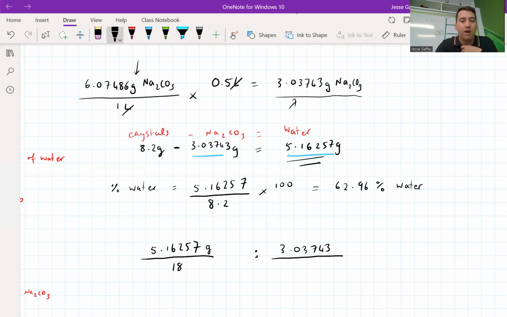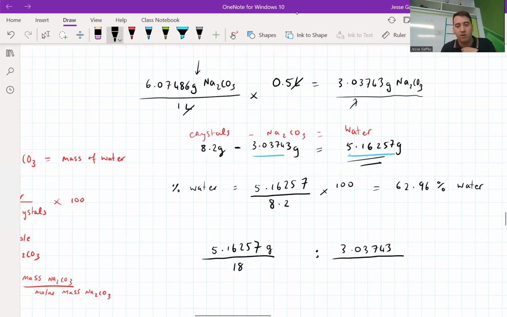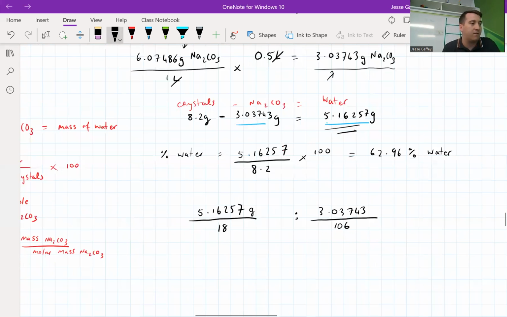Now, don't be silly and work it out again because we did it earlier over here. Remember, here is the molar mass of sodium carbonate, 106. So use it again. Don't do the same work twice. And let's find out how many moles of each of those we have. Go ahead and do that calculation now.